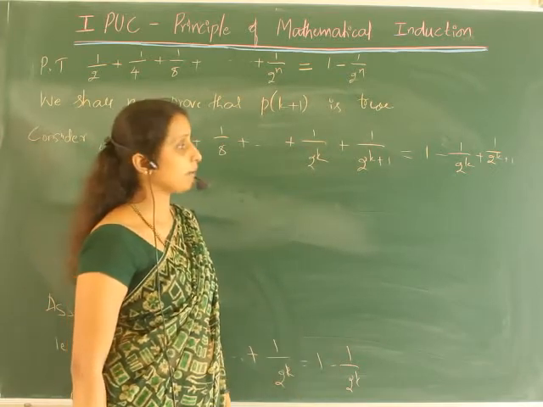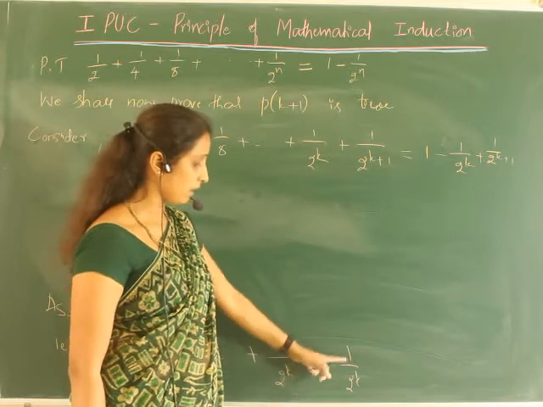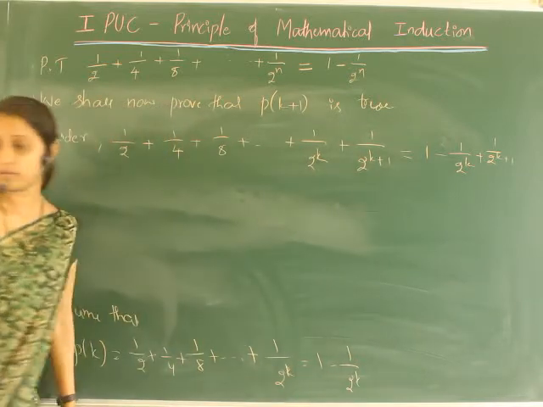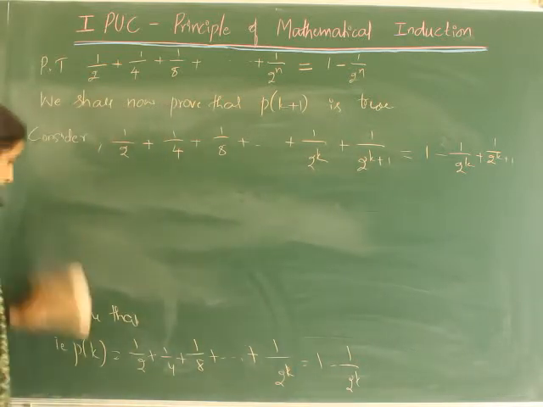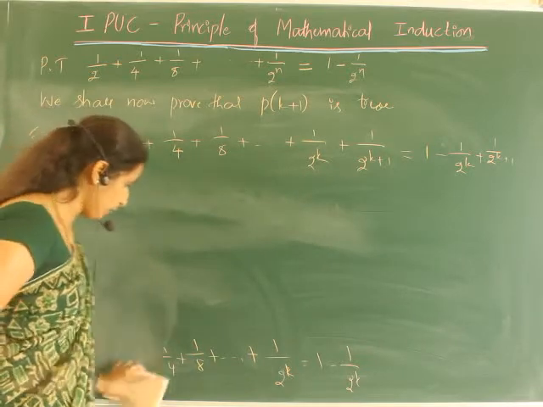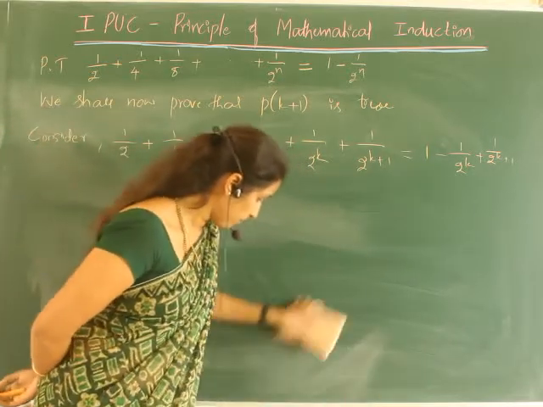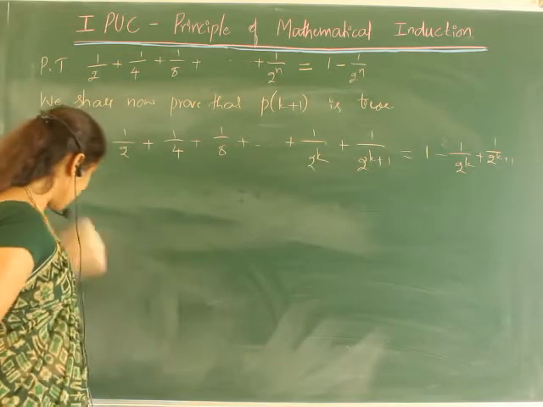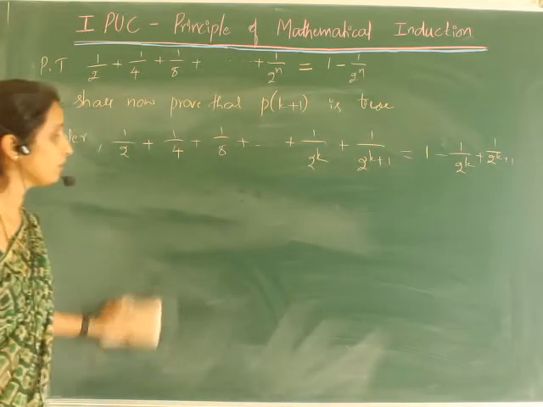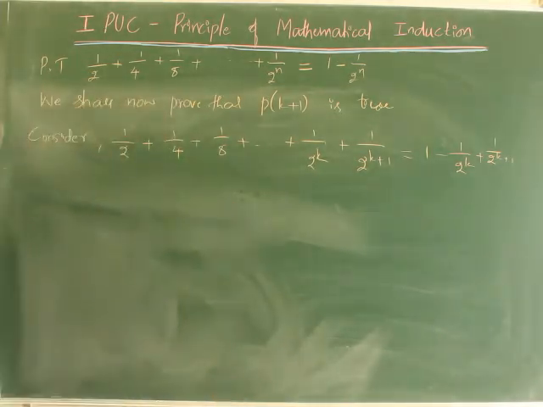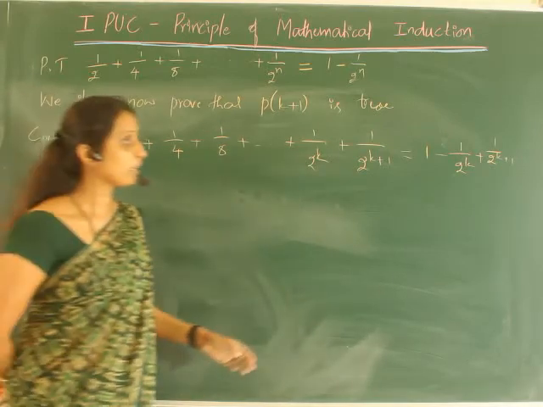Now for k plus 1, we have to get the answer 1 minus 1 by 2 to the power k plus 1. Therefore we have to simplify. In that also we need 1, so don't simplify the 1. You keep 1 as it is and simplify the other terms. So here, how can we simplify?